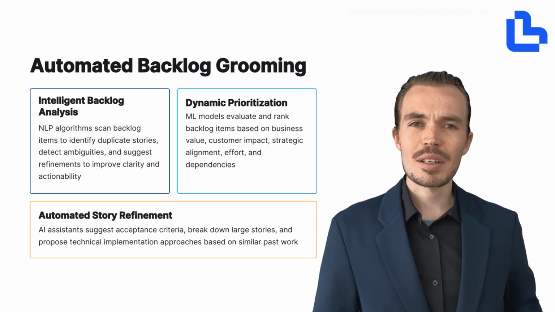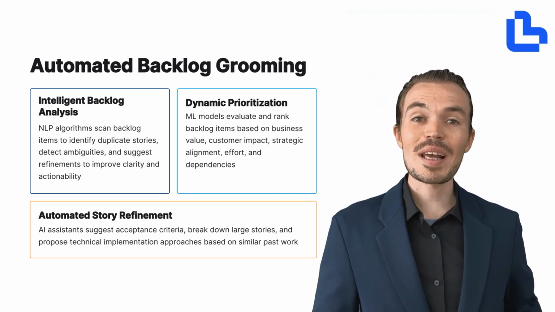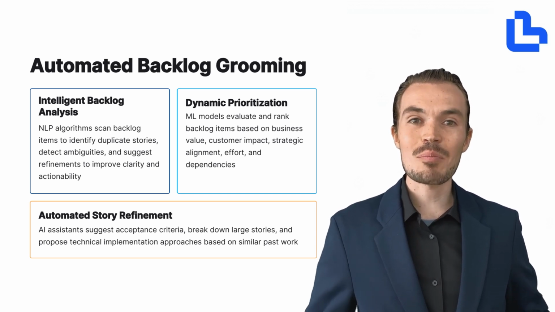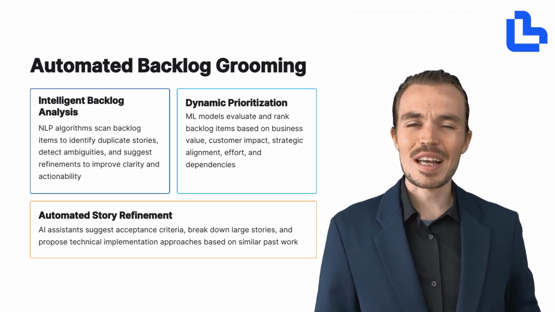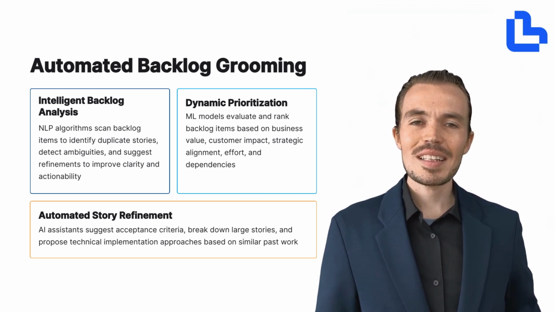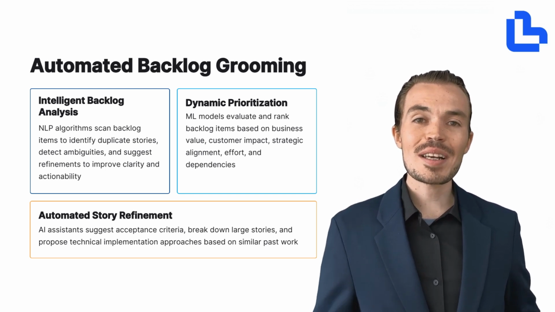And finally, automated story refinement. AI assistants can help break down large stories into smaller, more manageable tasks. They can also suggest acceptance criteria and even propose technical implementation approaches by referencing similar stories from your historical data.